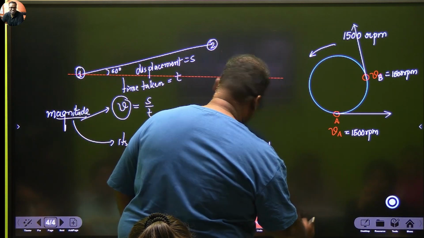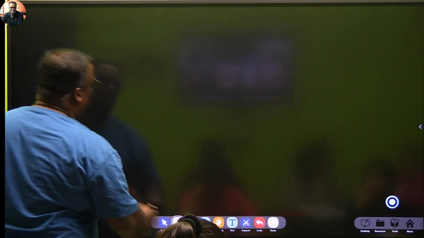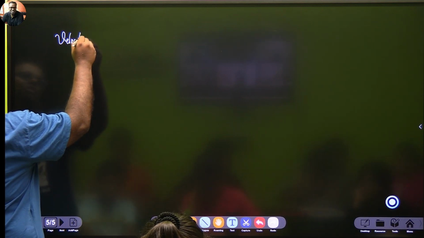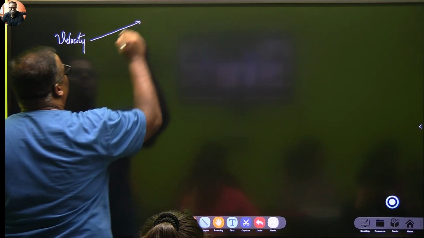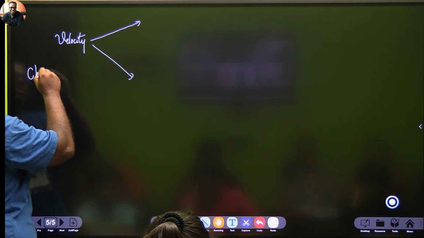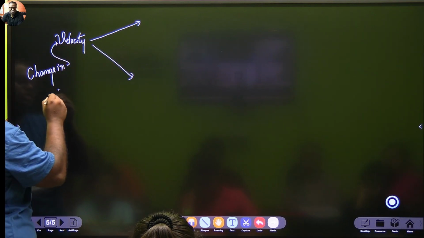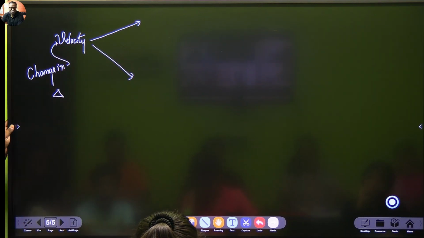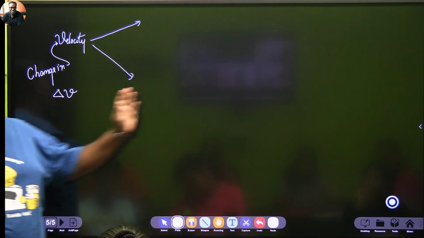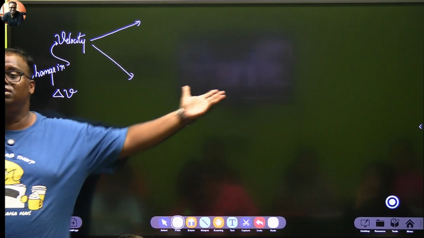Now comes our next concept, about velocity. So we have understood a lot about velocity. Now suppose there is a change in velocity. I told you a change is always given by delta, and you are trying to find delta v. From here on I am going to talk only in magnitude, because in grade 9 we don't have direction.